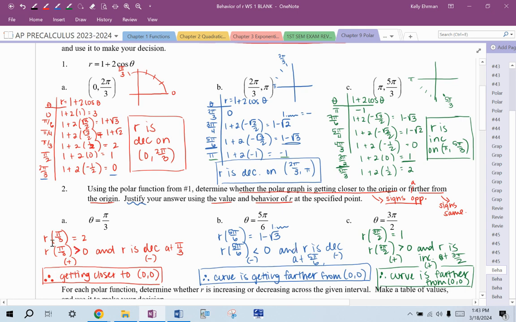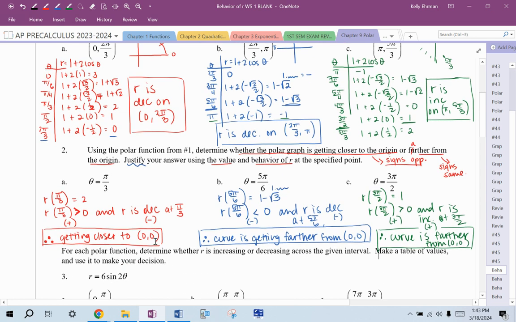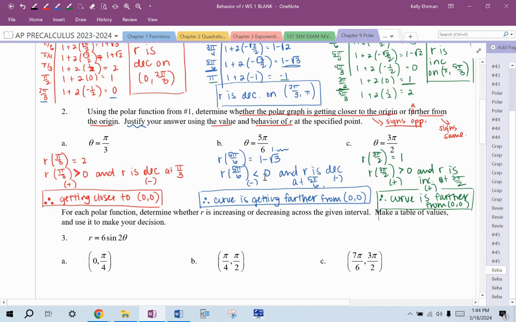But if we had a positive velocity and a negative acceleration, they'd be acting against each other and you'd be slowing down. And so we're getting closer to 0. So that's how I can remember that. You don't have to be in physics to make sense of that, but you can apply that same idea.